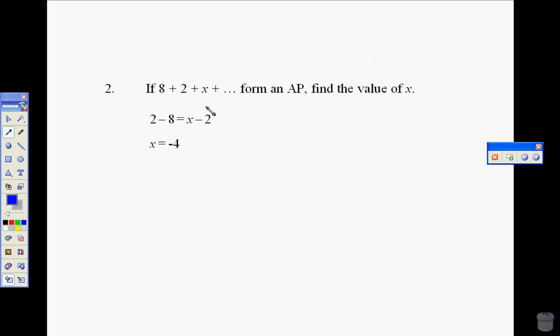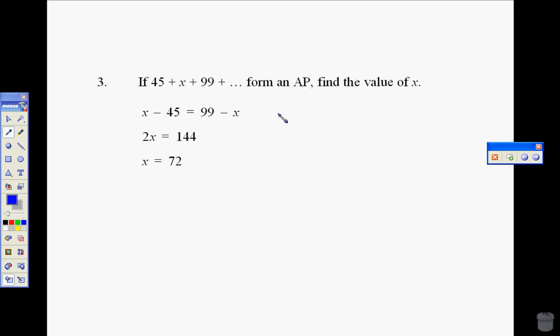Same thing with the next question. If this forms an AP, then 2 minus 8 must equal x minus 2. The second term minus the first is equal to the third term minus the second. So 2 minus 8 is equal to minus 6, which is equal to x minus 2. So x would have to be equal to minus 4.